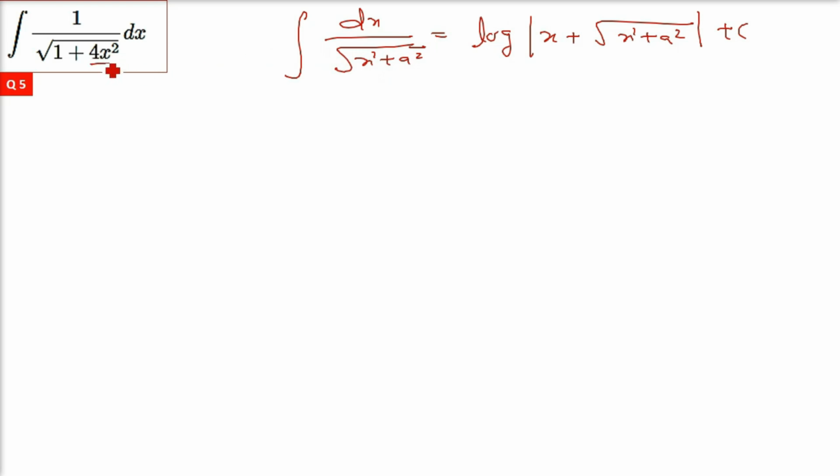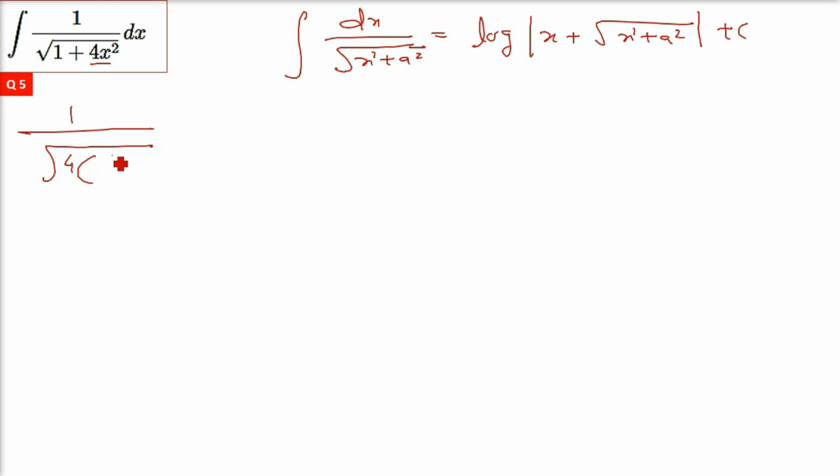One way is to just write this 4x square as 2x whole square. Take 2x as t and then try to resolve it. That I'm going to show you. But I'll take another approach, and that I'll show you right now. We'll take 4 common from here. So what we'll do here is, in the under root, I am taking 4 outside.